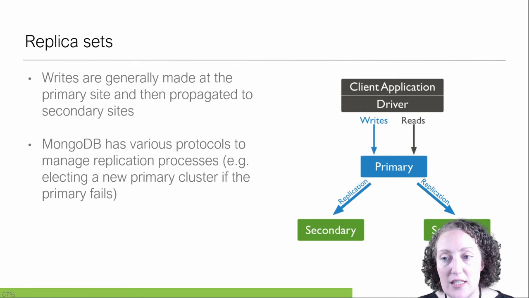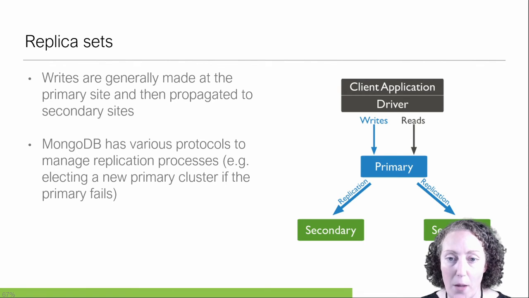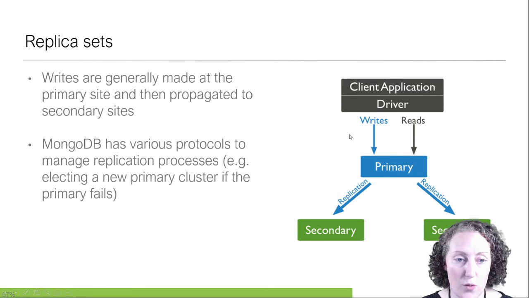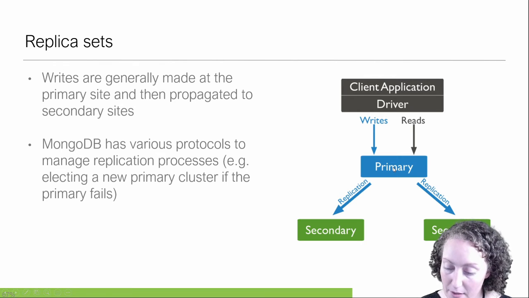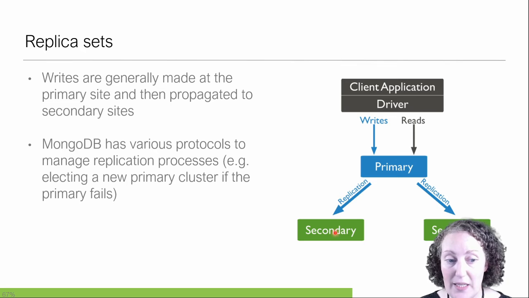How the replication itself works then. So the writes are generally made at the primary site and then propagated to secondary sites. So we saw earlier the router, which is routing writes and reads to different sites. So if I'm doing a write operation on, let's say, the Munster orders, it's going to route me to the Munster site to do that write operation. Then they're propagated to secondary sites.